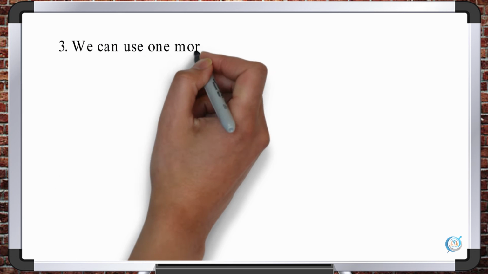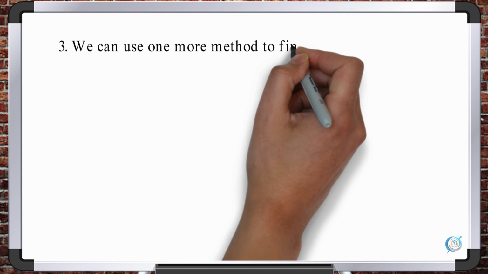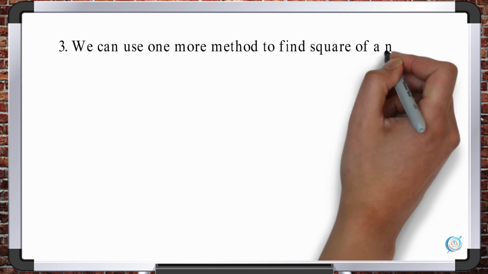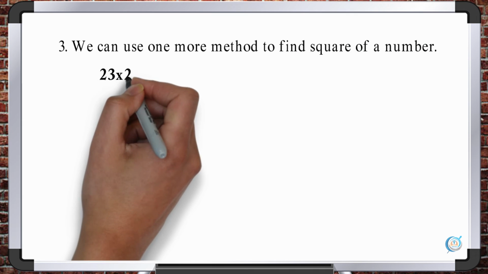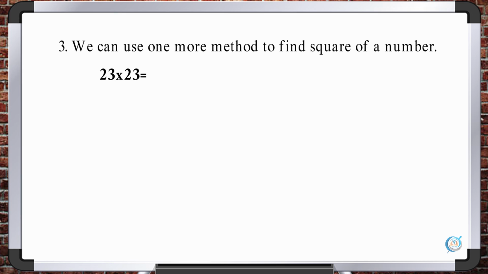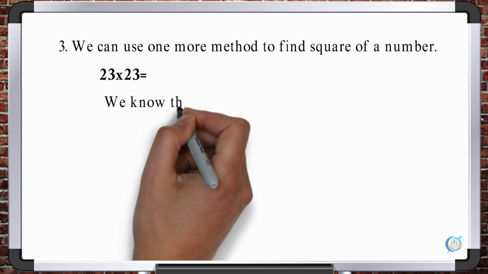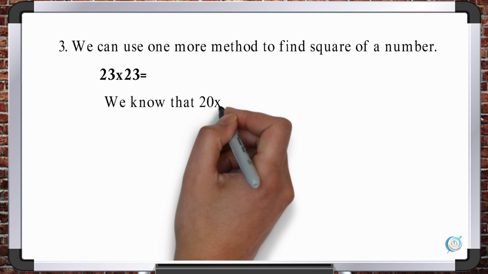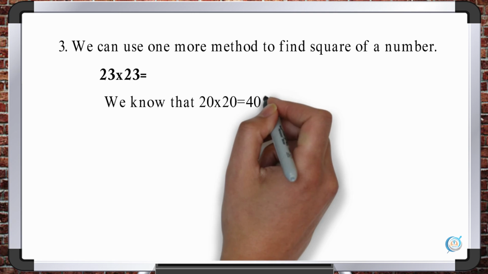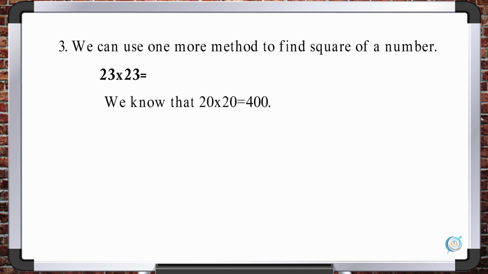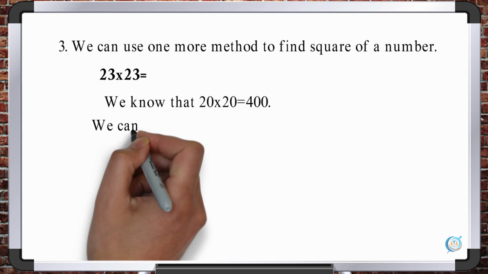We can use one more method to find the square of a number. So again we'll try finding the square of 23. That is 23 into 23 we need to find. The number just before 23 whose square we can easily find is 20. 20 into 20 we know is 400 because 2 into 2 will become 4 and we can add 2 more zeros. So 20 into 20 will be 400.